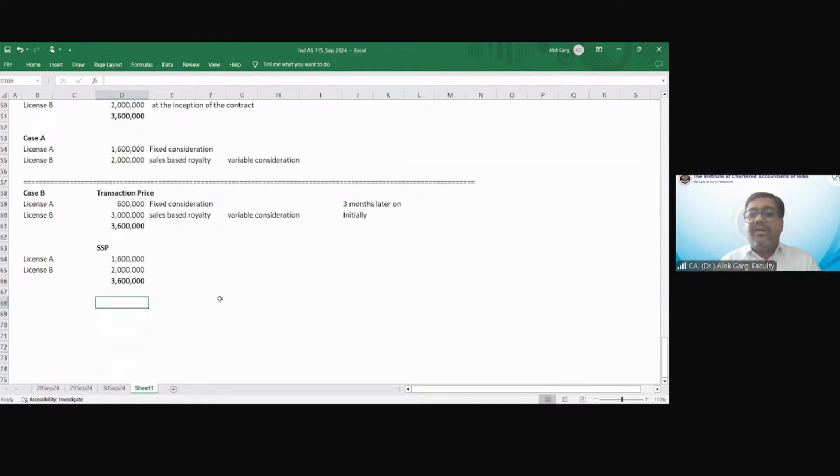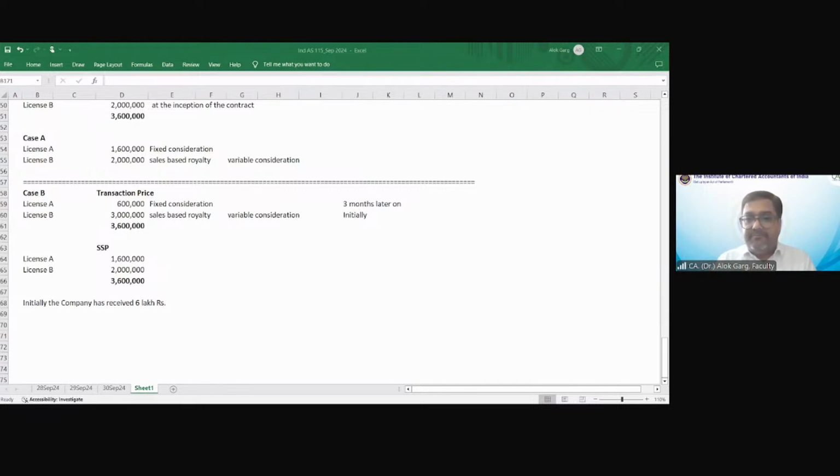So the entity has sold license B first, and the entity has received 6 lakh rupees. So initially the company has received 6 lakh rupees, right? How much did the company get initially? Initially the company got 6 lakh rupees. So the entity allocates the transaction price of 6 lakh rupees to license A and license B on the basis of what? On the basis of standalone selling price.